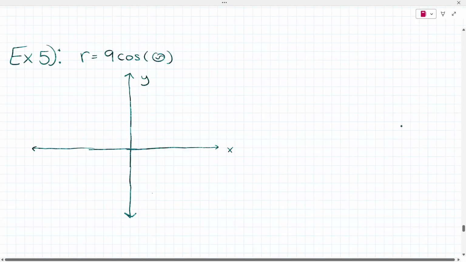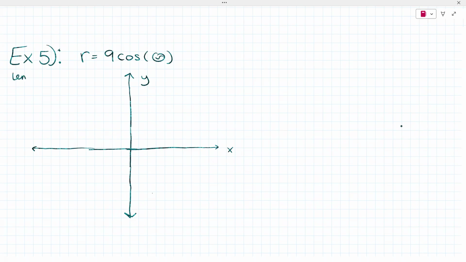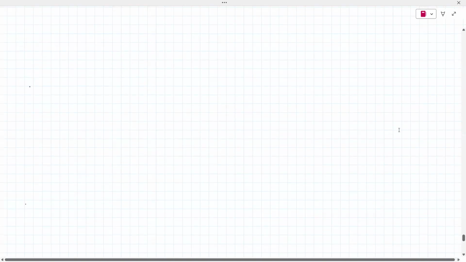So 9 is our length, and then this is 1. So 1 is odd, so it's just going to be n. So 1 petal. So it would look something like this. And then the length of this petal is 9. Okay, let's move on to example 6.